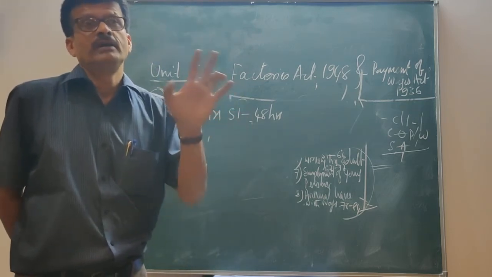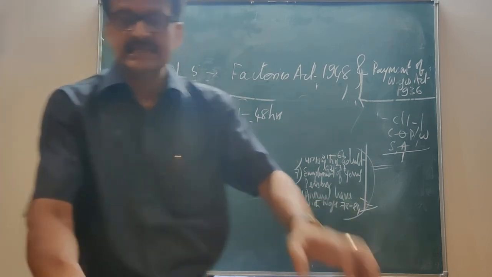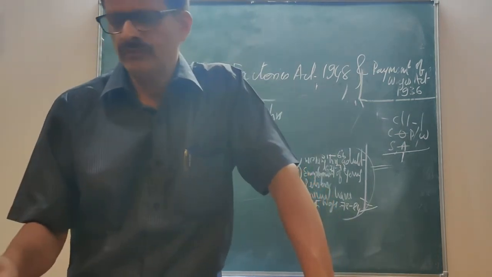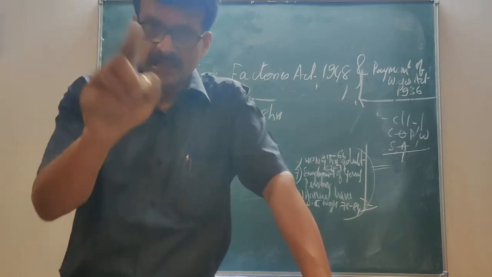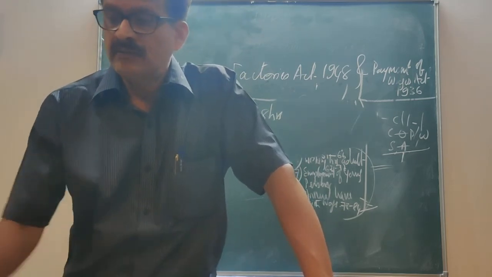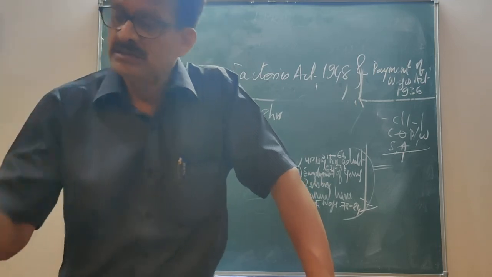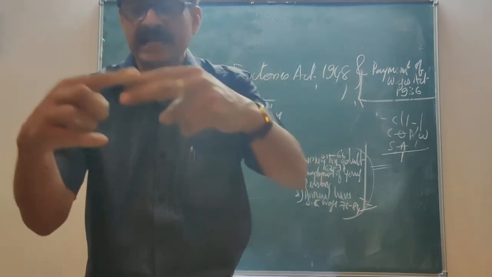Normally, women can be asked to work from 6 a.m. to 7 p.m. That's the normal working hours of women. They are adult workers, though, agreed. Their working hours should be designed from 6 a.m. to 7 p.m.